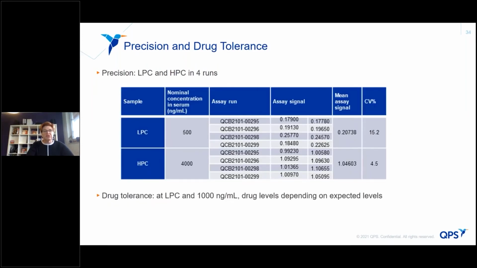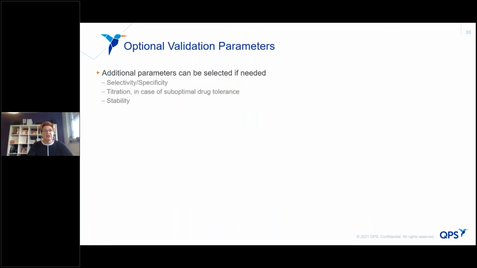In a subsequent step, the precision was evaluated both at a low and high positive control level. It was done in 4 runs, which shows a nice precision, and the drug tolerance was evaluated and passed. There are some optional validation parameters that can be selected if needed. These include the selectivity. Typically, selectivity is considered not required, and the animals used in the preclinical species are often inbred lines and do not vary a lot. However, if wanted, you can evaluate the selectivity. Further titration is usually not performed.